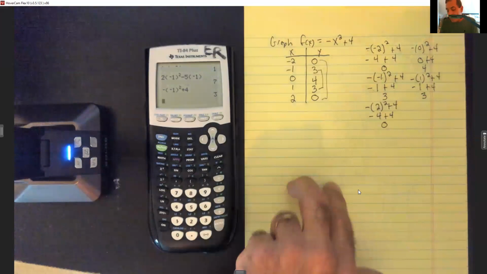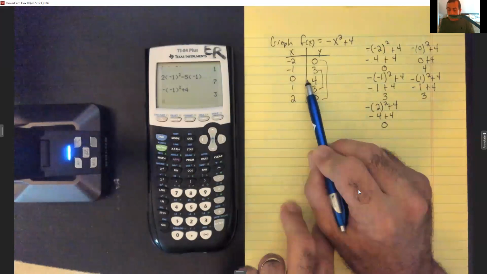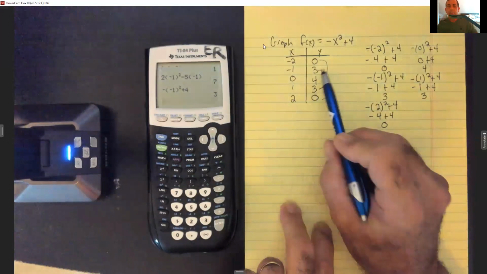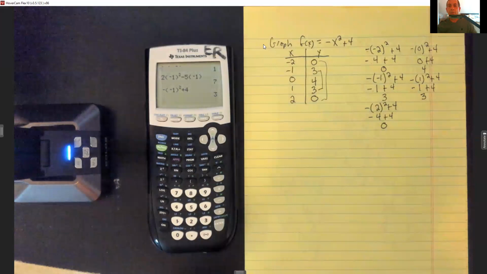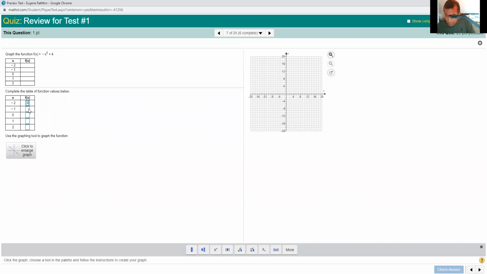So this one, since it's quadratic, will need 3 points, and I'm going to start with that 0, 4, and then do 1 point on each side. So let's go to graph that, and I'm sure it's going to want me to put all these numbers in real quick. So let's see. At negative 2, we had a 0. Then I had a 3. Then at 0, I had a 4. At 1, I had a 3. And then at 2, I had a 0. So we got our points in.